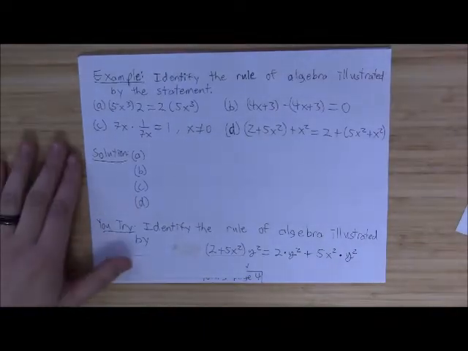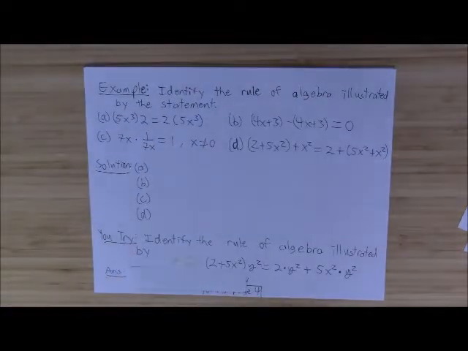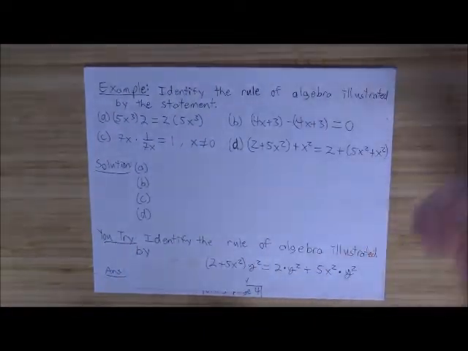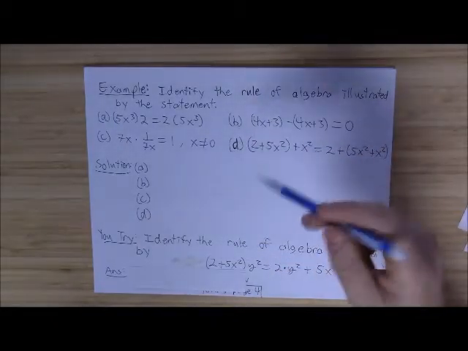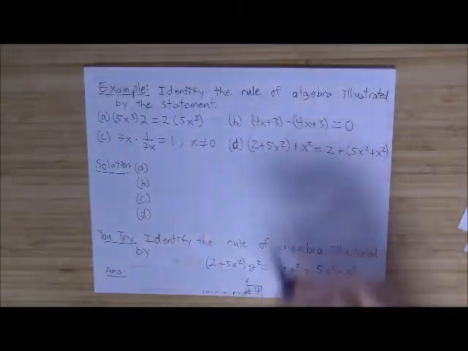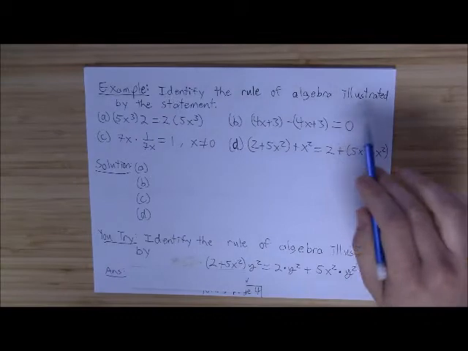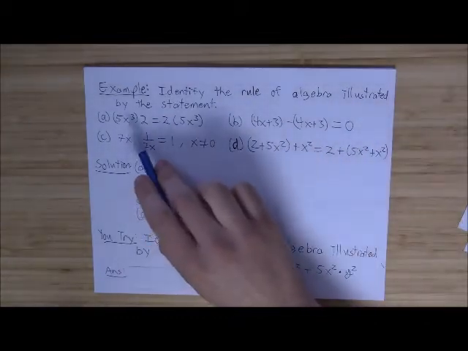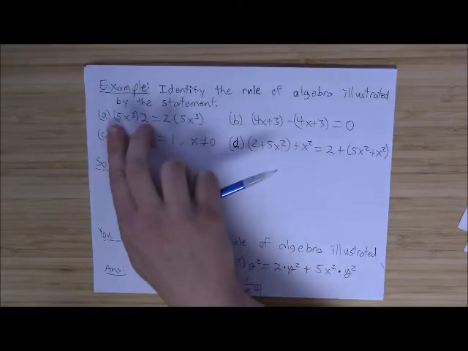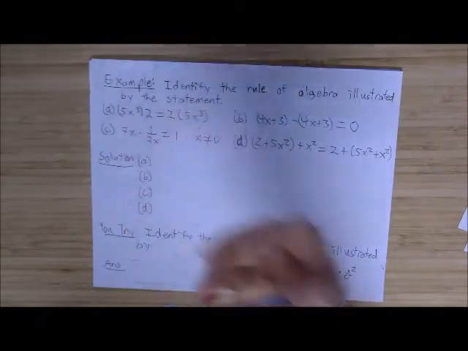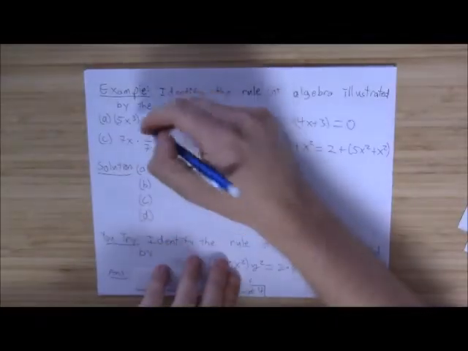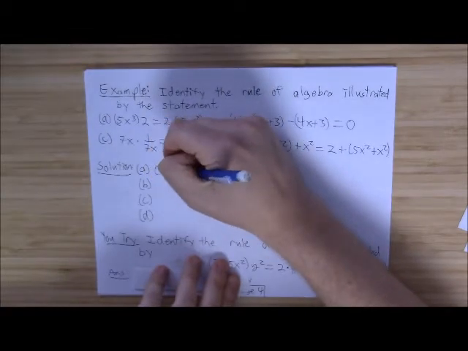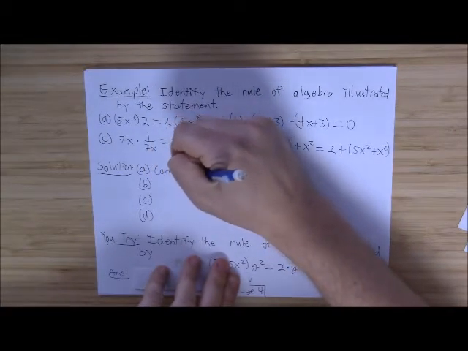Now, it's very important to be familiar with the terminology of those properties. So let's go through and look at what rules of algebra are illustrated by these statements. For the first one, we see that this is saying that we can multiply this way or we can swap the order. That would be commutative. Because it's a multiplication, it's the commutative property of multiplication.